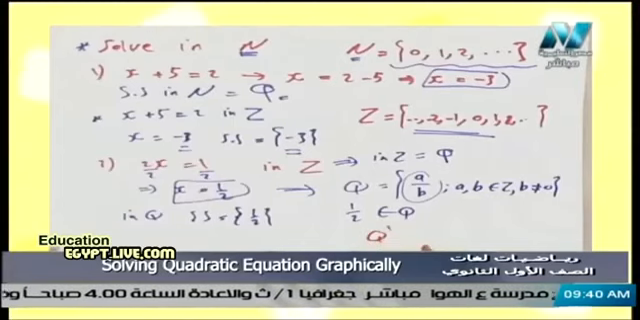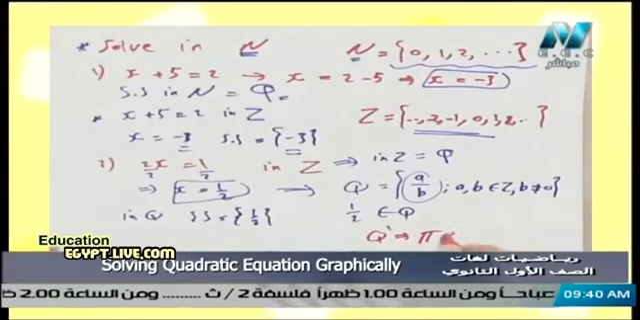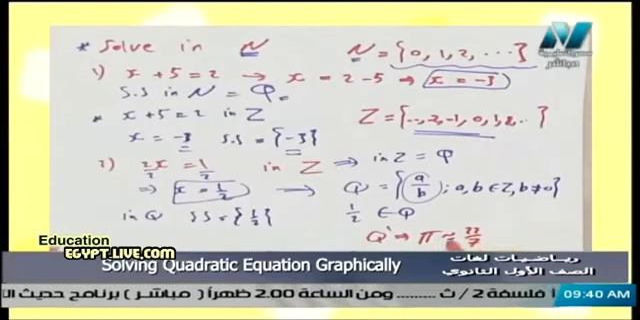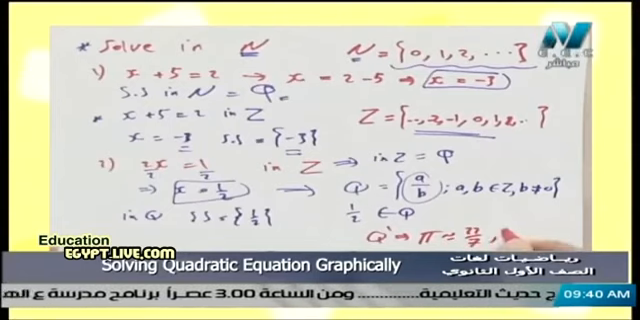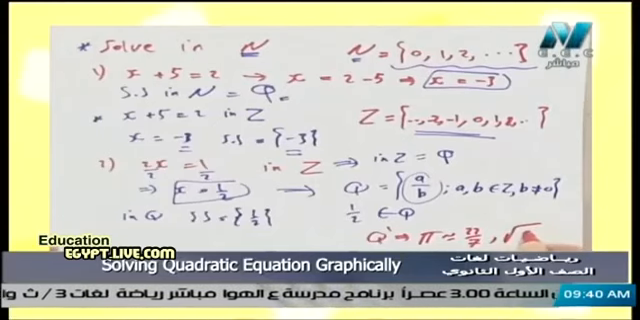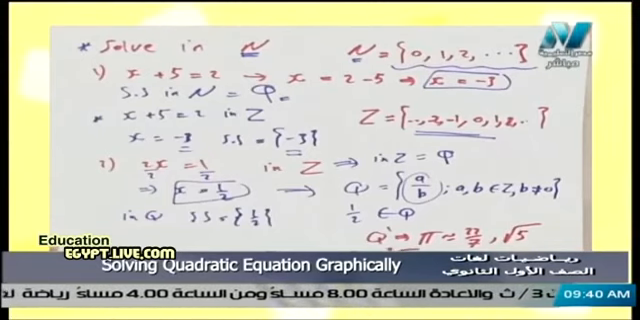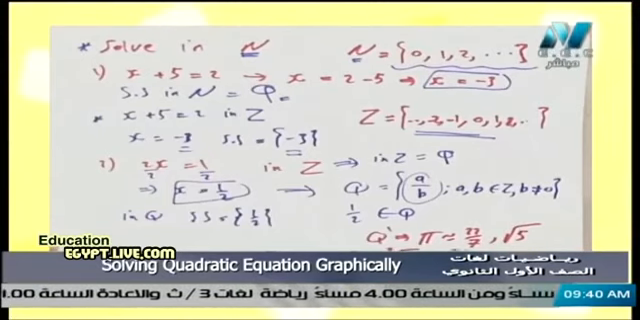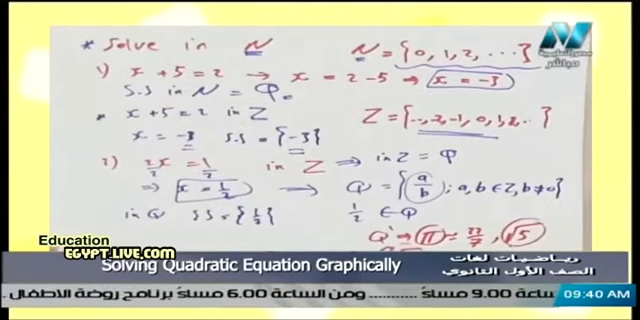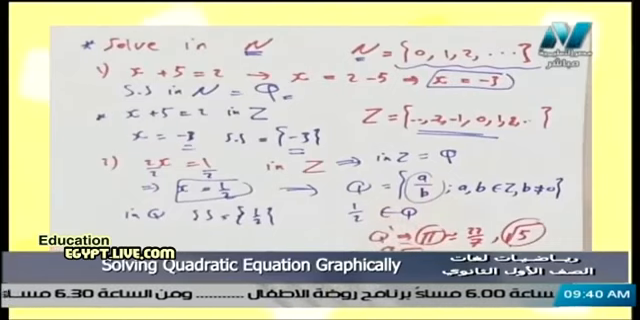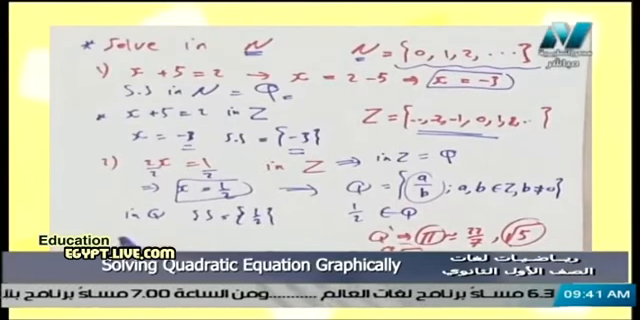Q dash numbers are, as an example, pi, which is approximately 22 over 7, not exactly, but approximately. And also square root 5, cubic root 10, as an example, and so on. These numbers, pi, root 5, and cubic root 10, and so on, don't exist in Q, but they belong to Q dash.